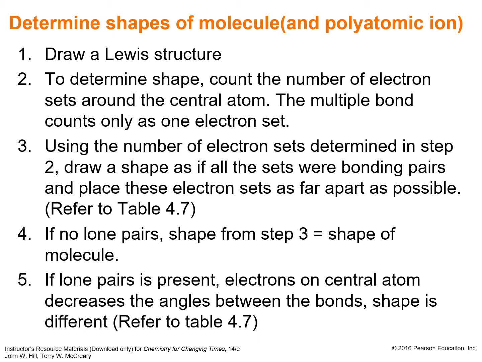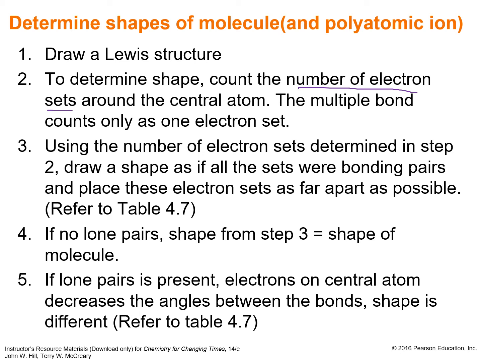So here are some of the same rules which determine the shape of the molecule. First step is always the Lewis structure. Then you are going to count the number of electron sets around the central atom. That's the whole thing about VSEPR. And then you will follow the steps and refer to this table to predict the shape of the molecule.